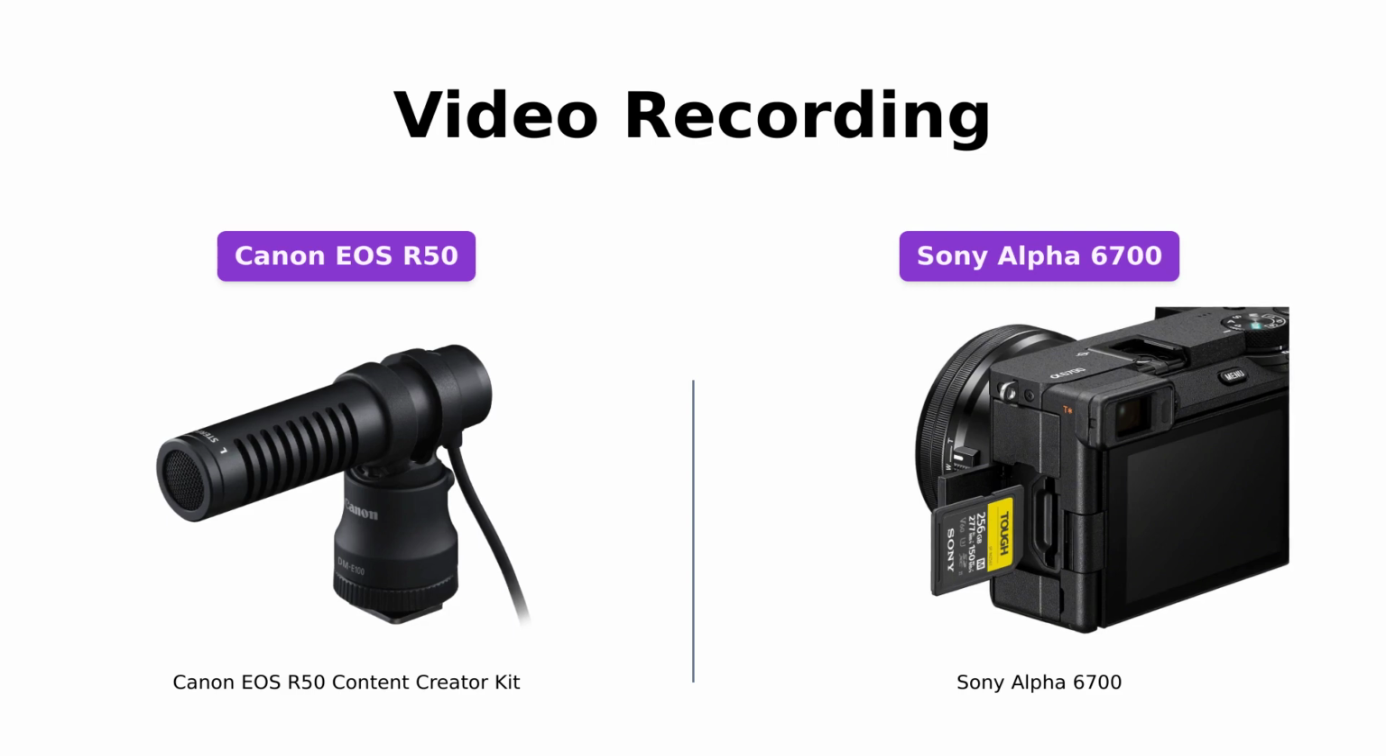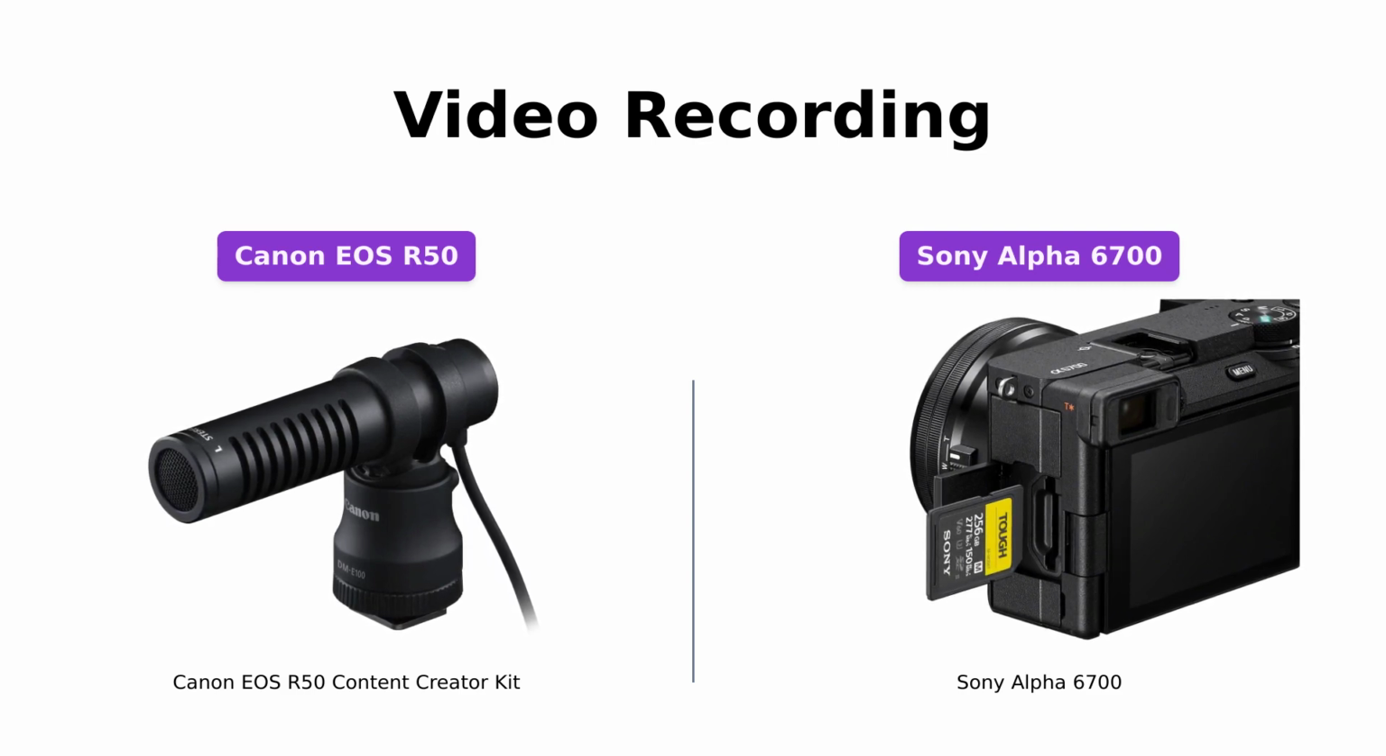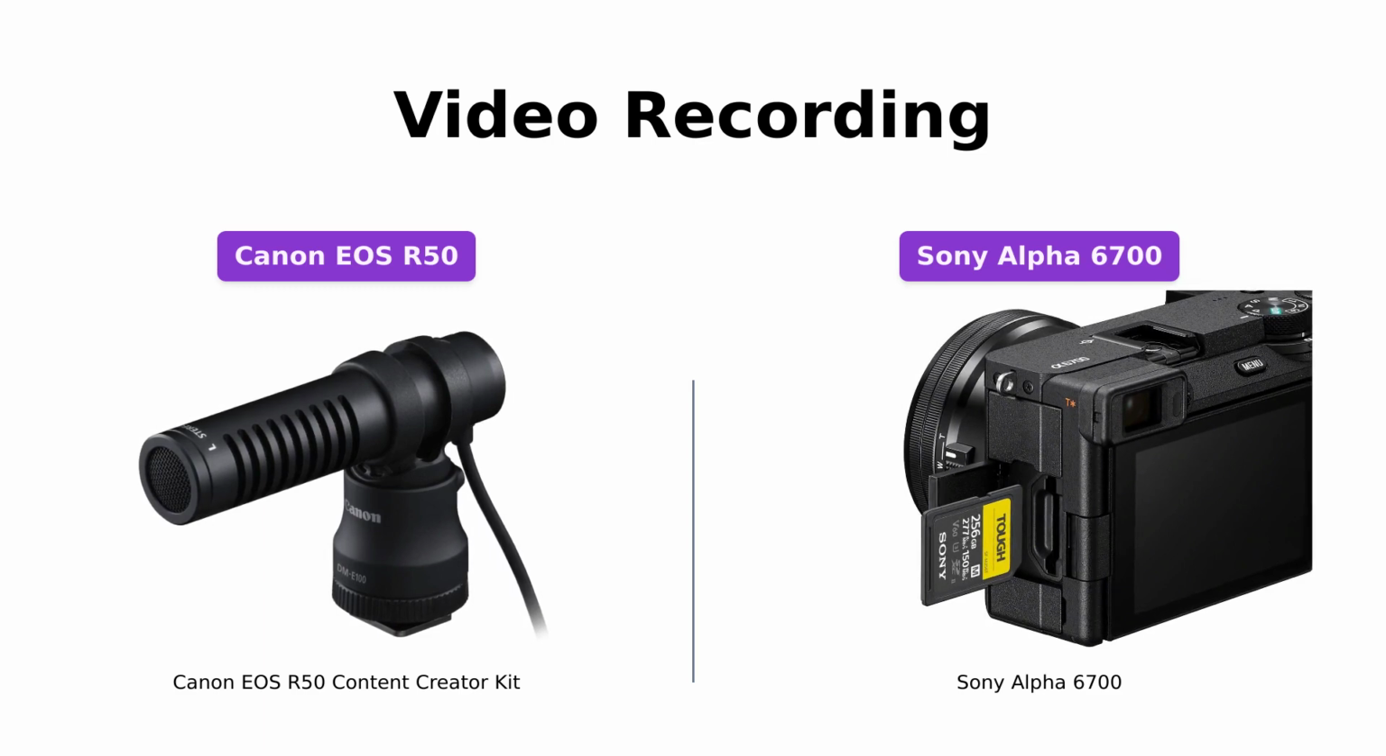On the other hand, the Sony Alpha 6700 supports 4K 60p 6K oversampled 4:2:2 10-bit recording with long GOP or all-intra formats, along with high frame rate 4K 120p recording. Both cameras allow you to capture cinematic footage with outstanding clarity.